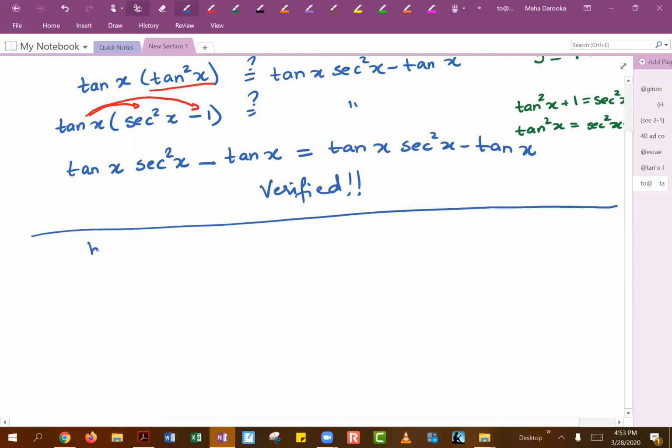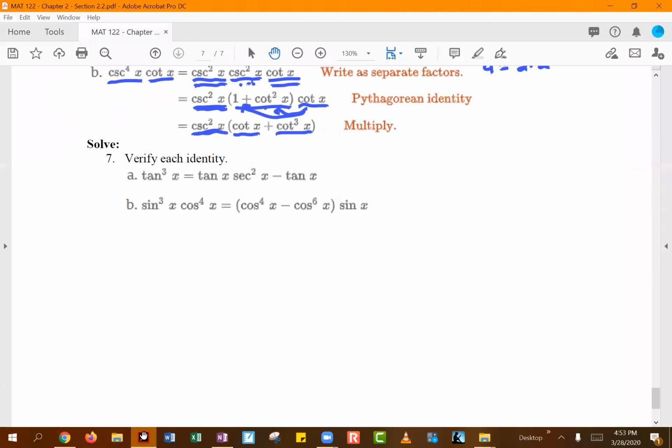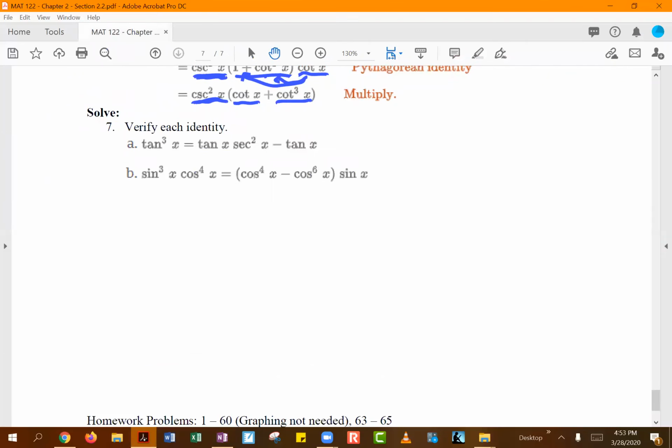Now, let's take a look at part B. So for part B, we are given sine to the third power of x multiplied with cosine to the fourth power of x, and we have to show this equals cosine to the fourth power of x minus cosine to the sixth power of x, and this whole thing multiplied by sine of x. So that's this part B right over here.